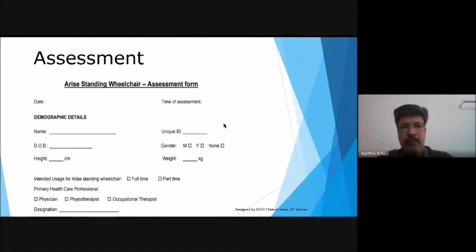So this is the assessment form that you will be seeing on the website as well, in the link that you have seen. Apart from taking the demographic data, which includes all your basic information, we are also looking at the height and weight and things like that, because RISE has restrictions in terms of that. And then we look at the intended usage.